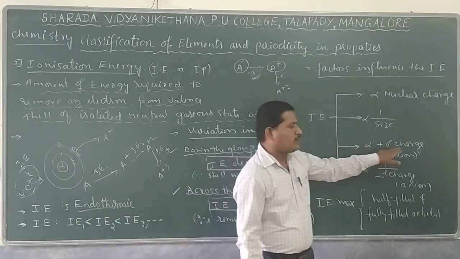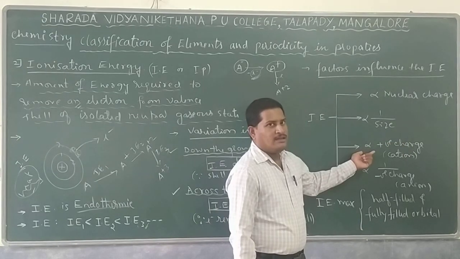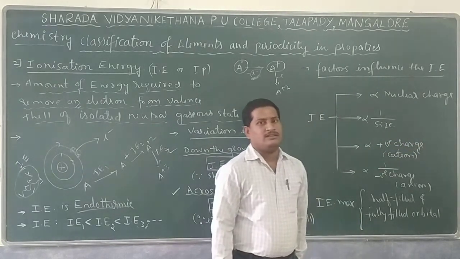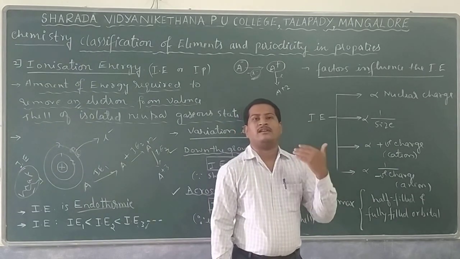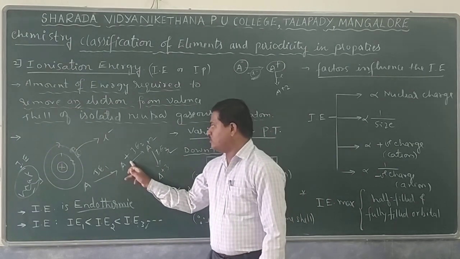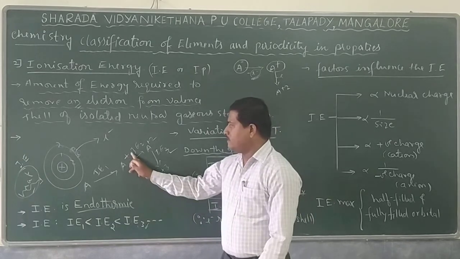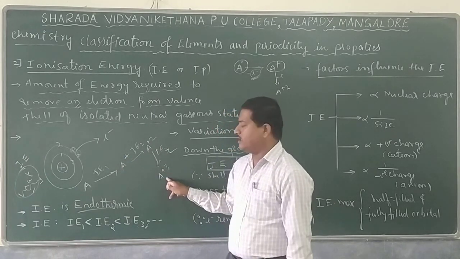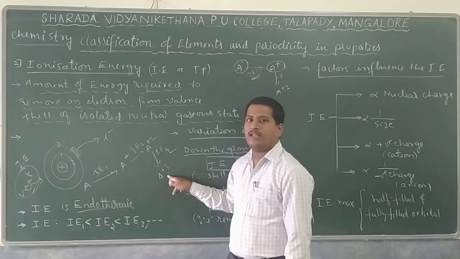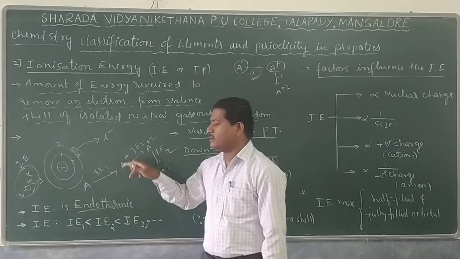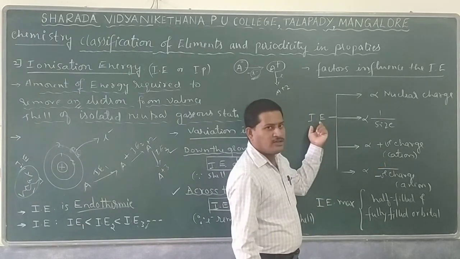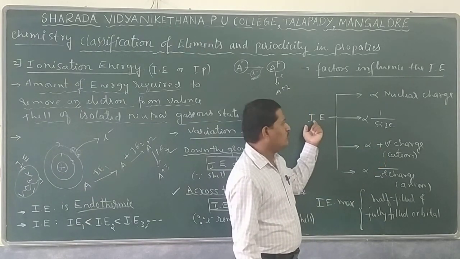And also, remember, ionization energy is directly proportional to the charge of the cation. So the greater the charge, the more difficult to remove. Like here, +1, +2, +3. So removal of an electron from +1, +2 and +3: in which case is more energy needed? From the +3 state, removal of an electron needs more energy than from +2 and +1. So the higher the charge, the more difficult the removal of an electron, so more energy is needed.